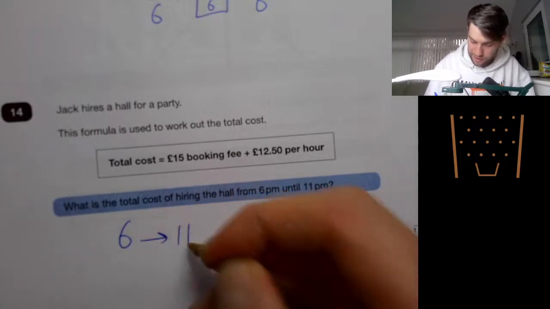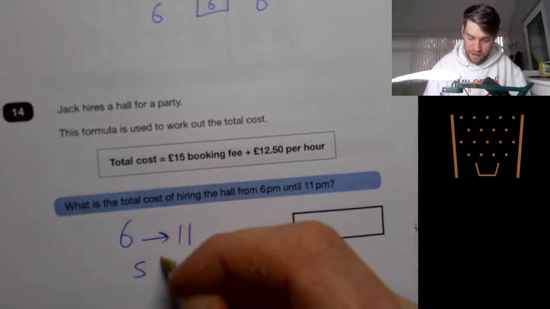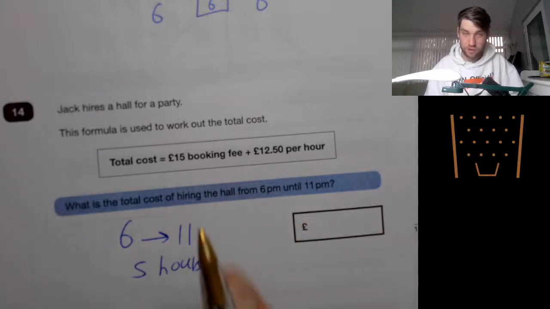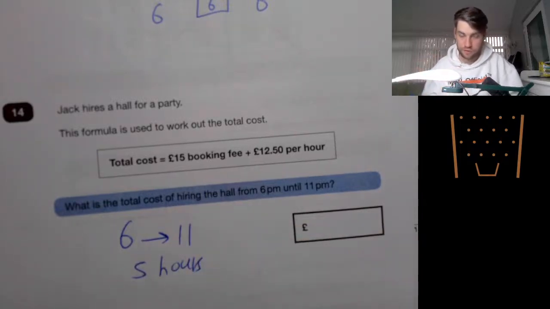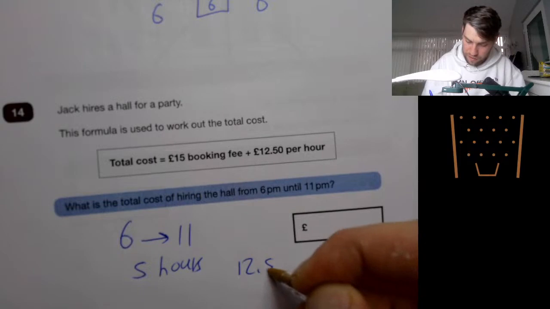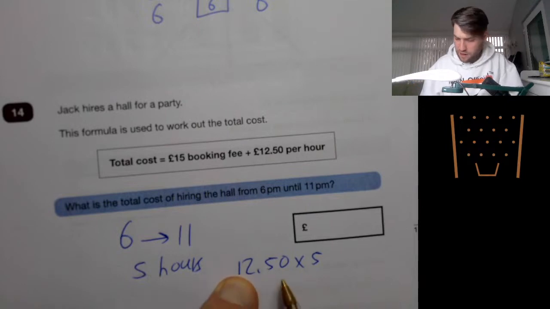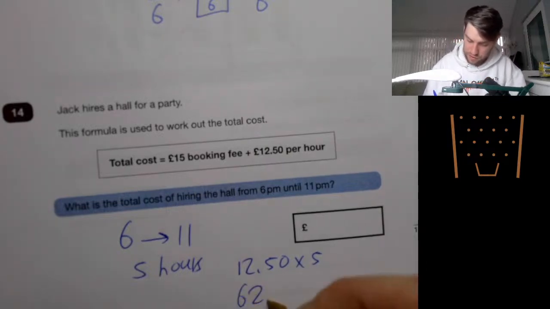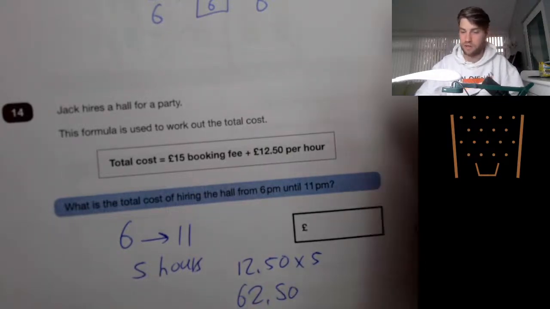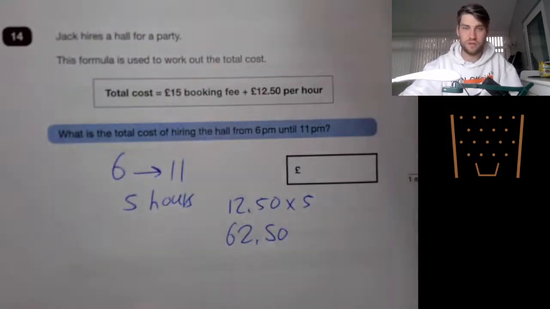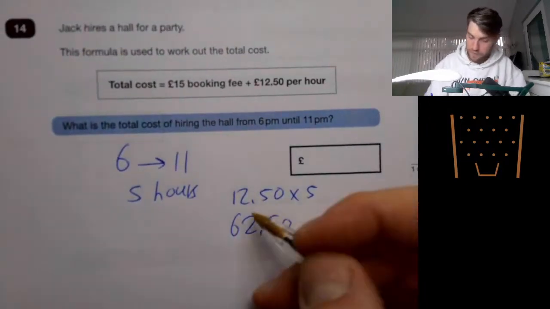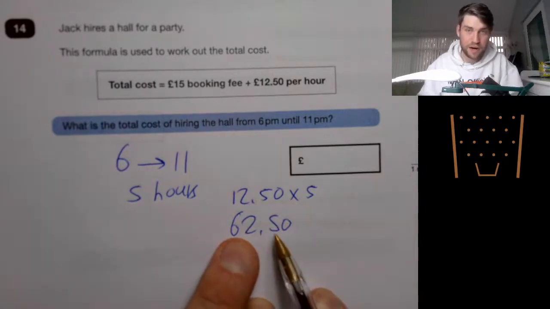6 to 11, that is 5 hours. So it's going to be £15 plus 5 hours of something. So you're going to think £12.50 multiplied by 5. Okay, so that is 60, add on 50p, £62.50. That'll be £62.50. You can set this up in column multiplication if you want to. That's absolutely fine.